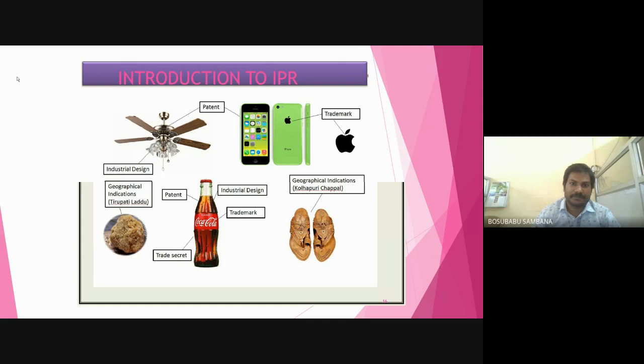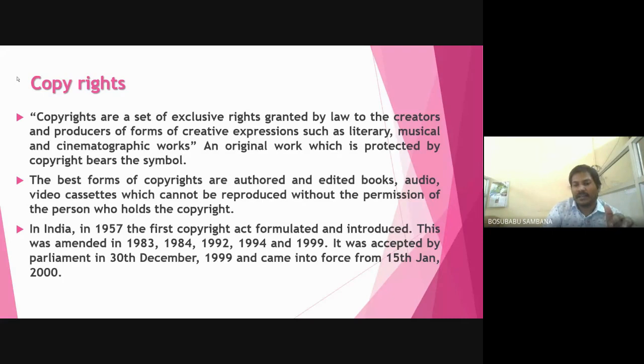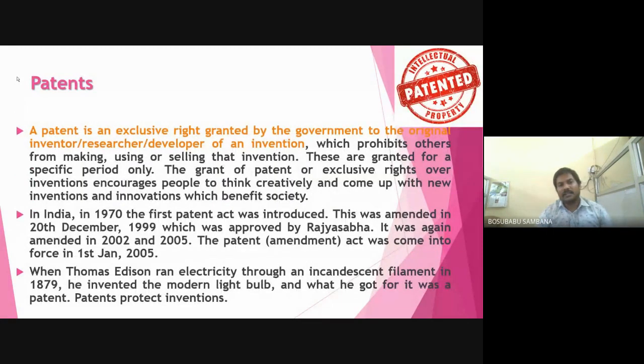Then the main types of intellectual property rights are categorized into four: copyrights, patents, trademarks and trade secrets. I will explain copyrights and everything in detail. Now we are going to discuss patents. A patent is an exclusive right granted by the government to the original innovator or researcher, the developer of an invention, which prohibits others from making, using or selling the innovation. The grant of a patent, or exclusive rights over an innovation, encourages people to think creatively, and the complete rights belong to the owner for beneficiary purposes.